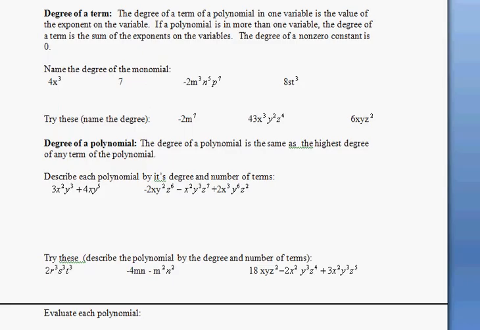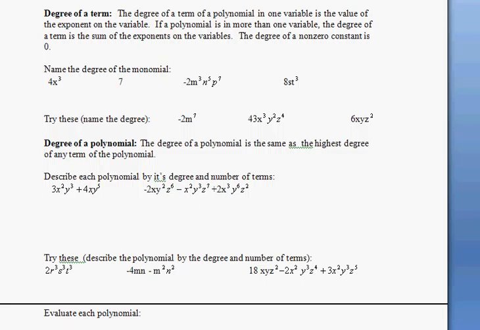Okay, we're going to go on to the degree of a term. The degree of a term of a polynomial in one variable is the value of the exponent on the variable. If a polynomial is in more than one variable, the degree of a term is the sum of the exponents on the variables. So the degree of a non-zero constant is 0, because there is no variable raised to a power, so the degree is 0.